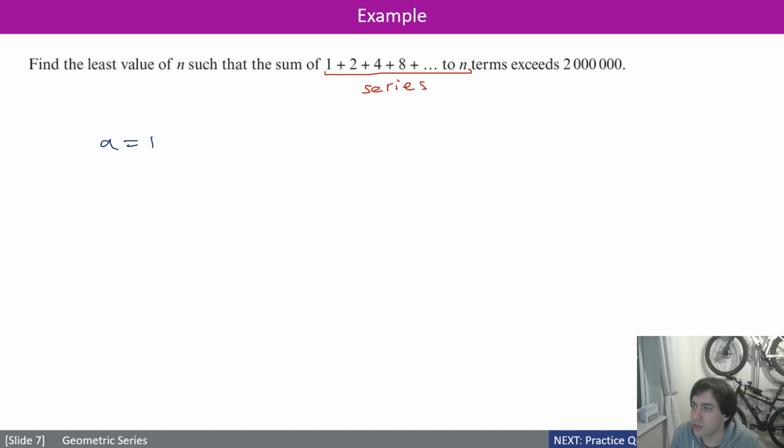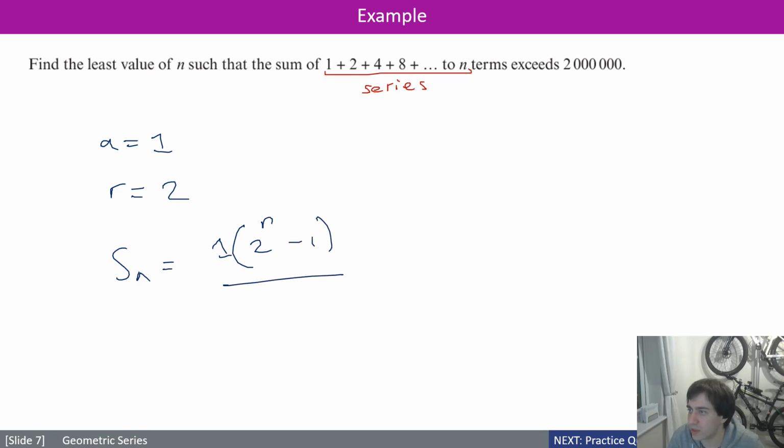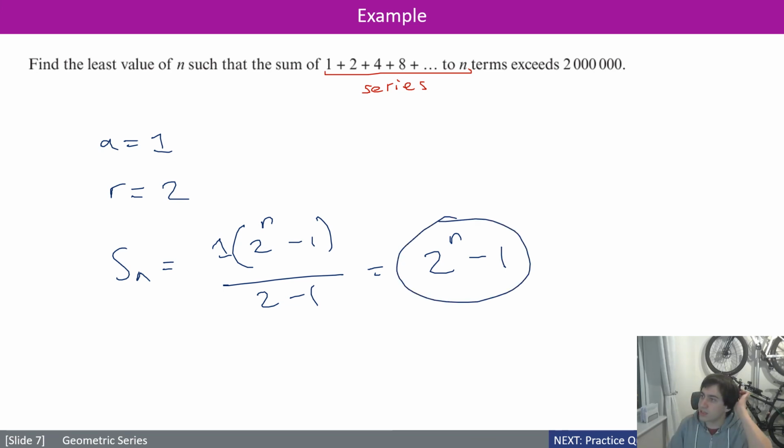In this case, a is 1, and r is 2. Therefore, the sum to n is a times r to the n, which is 2 to the n, minus 1, all over r minus 1. The 1 on the top, and there's also 2 minus 1, gives me 1 on the bottom. We actually just get this, which is quite a nice expression. It's quite an interesting one, actually, isn't it? If you take the sum of any number of even numbers, you'll get 1 less than the next one, right? So notice 1 plus 2 is 1 less than 4. 1 plus 2 plus 4 is 1 less than 8. I quite like that, but anyway, so it's 2 to the n minus 1 is the sum to n.